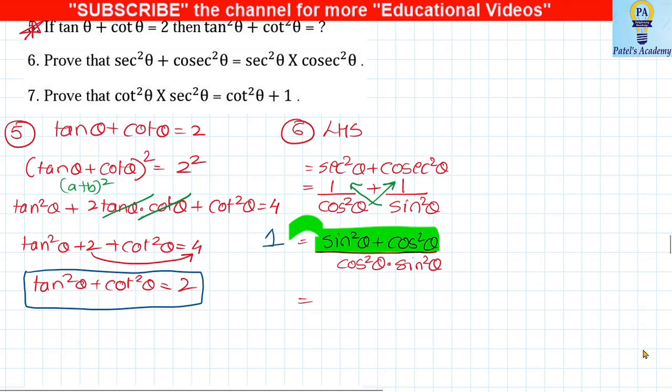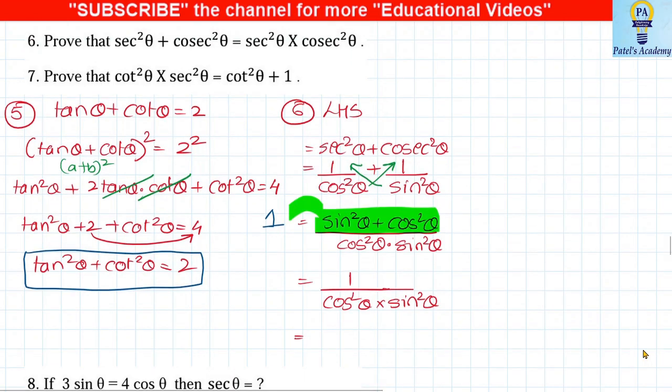The next step we get is 1 upon cos square theta into sin square theta. The last step, 1 upon cos square into 1 upon sin square is nothing but cosec square theta. You see, that is what we want on the right-hand side. That is equal to RHS.